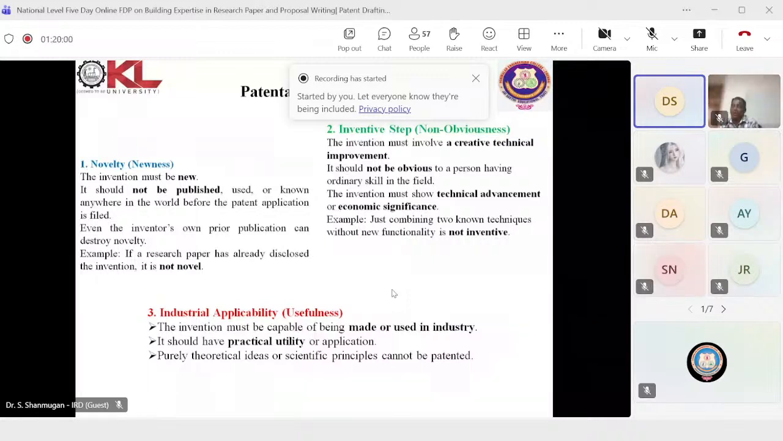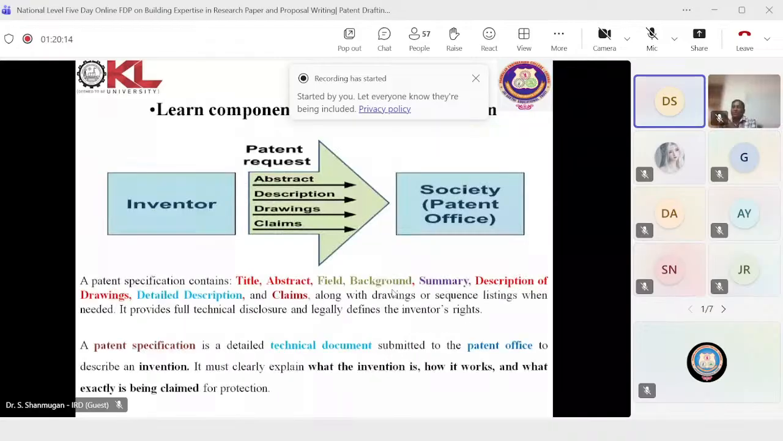Another point is learning the components of the patent and the specifications: the inventor, the patent request, and the society that uses your patent. The patent office will approach all of these here. So these are the parameters you can use: title, abstract, field, background, summary, and description of the drawing, then the detailed description and the claims. Based on these parameters, you can approach filling the form, the inventor form.